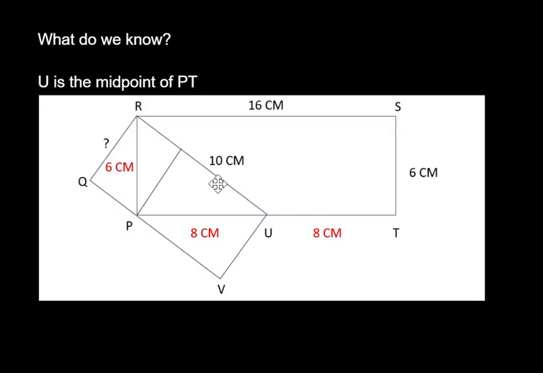Since QRUV is a rectangle, this length is also equal to this length, is also equal to this length. So with the dimensions given, how do we find out this length?